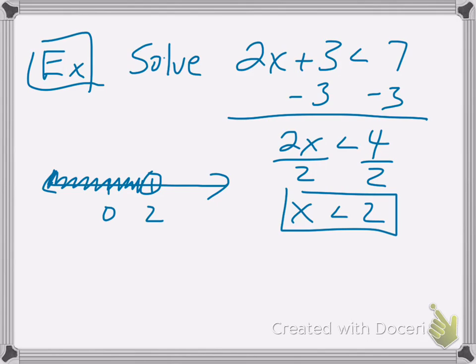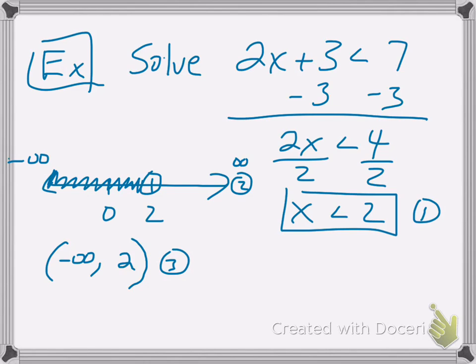Now the interval notation for this one is everything from negative infinity. Negative infinity is over here, positive infinity is over here. Everything from negative infinity up to 2. And because there's an open circle, we will use a parenthesis instead of a bracket. So three ways to show your answer: one way here, the graph on the number line is another way, and interval notation is the third way.